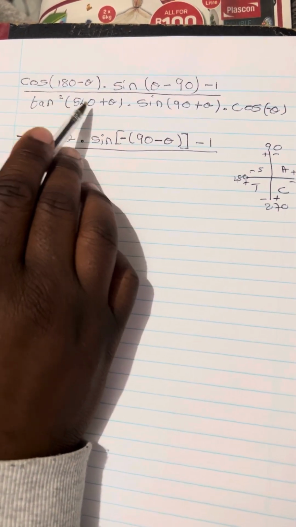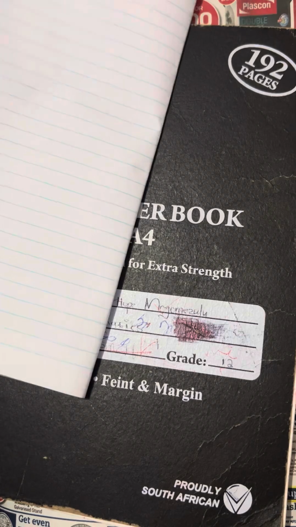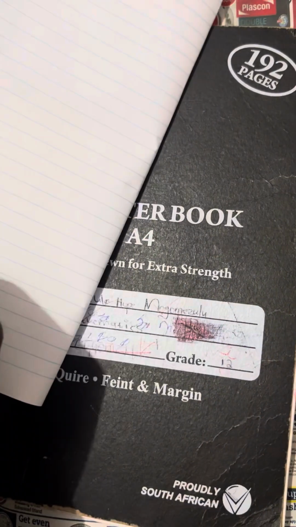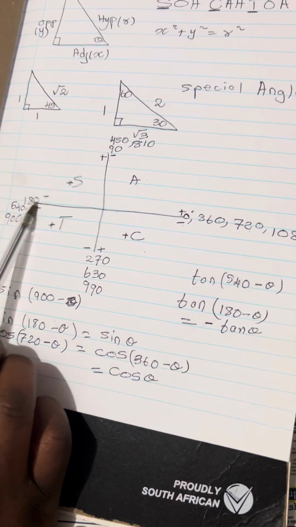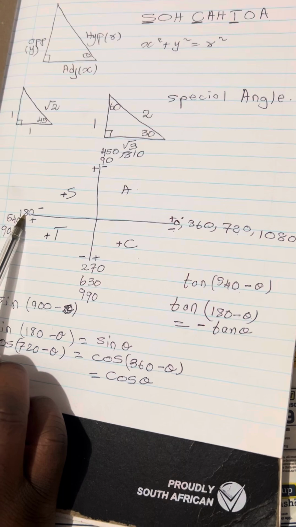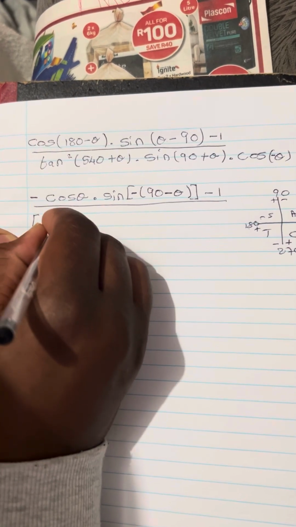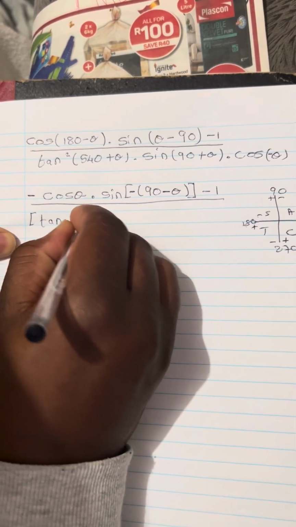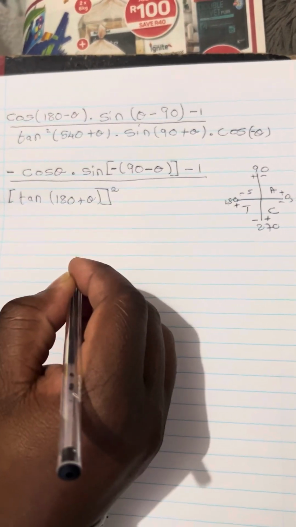And then you divide here. Tan squared 540 plus theta. But if we go back to check 540, where is it? It's here. 540 is at the line of 180. So we know 540 is the same as 180. So you just come back and say this is the same as, you open a big bracket, tan 180 plus theta, close bracket, all in the power of 2.